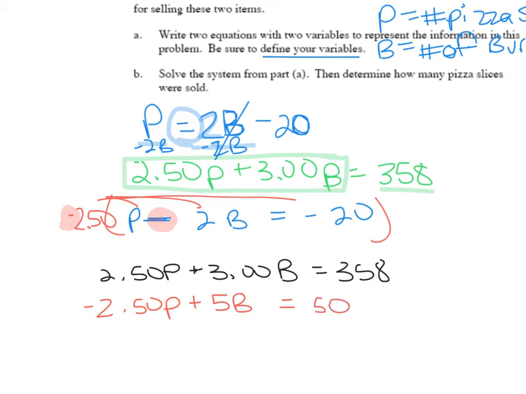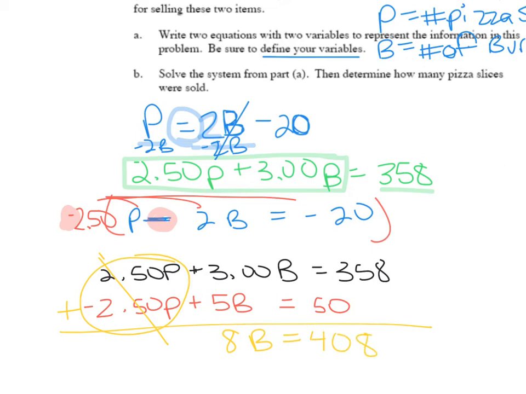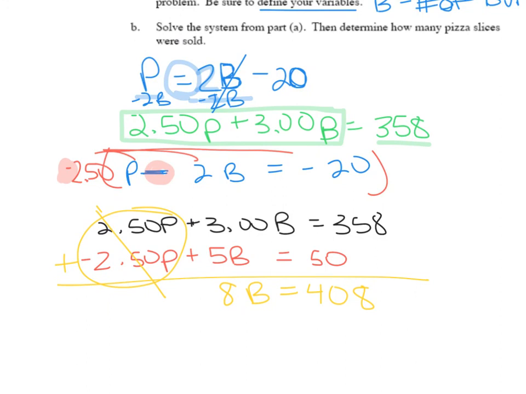Now I am set up to eliminate, so I will add the two equations together. Negative 2.50p and positive 2.50p eliminate. Positive 3b and 5b is positive 8b. And 358 plus another 50 is 408. To get the b by itself, I need to divide by 8. And we get b equals 51. So now we know that for this word problem, they sold 51 burritos.